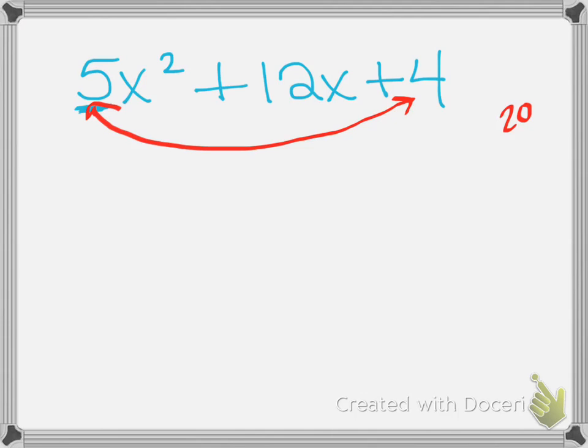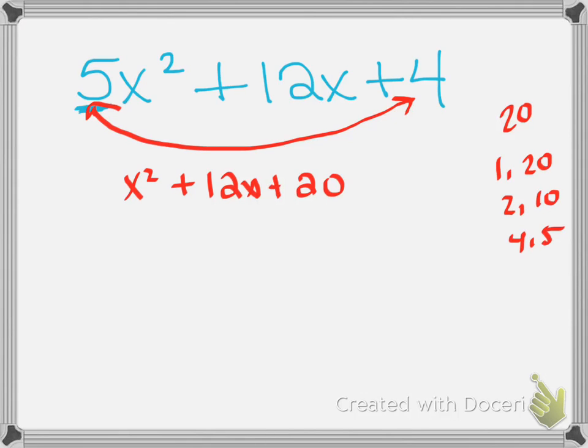Okay, what I'm going to do is I'm going to rewrite this as x squared plus 12x plus 20. And I'm going to factor this, since I know how to factor that a lot easier. Okay, numbers that multiply to give you 20 could be 1 and 20, 2 and 10, and 4 and 5. But we'll see that 2 plus 10 equal that middle number of 12. So I'm going to write x plus 2 and x plus 10.